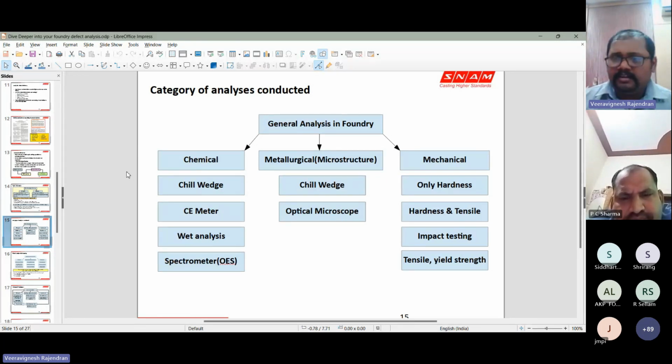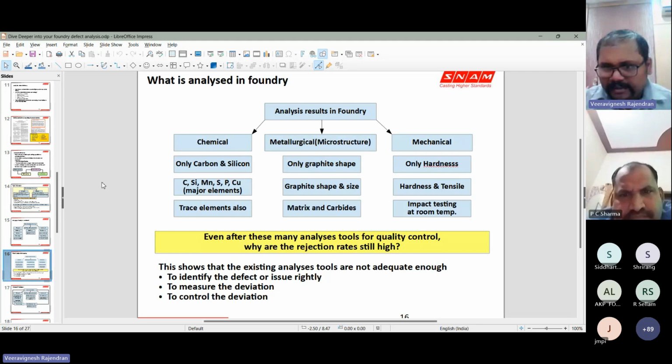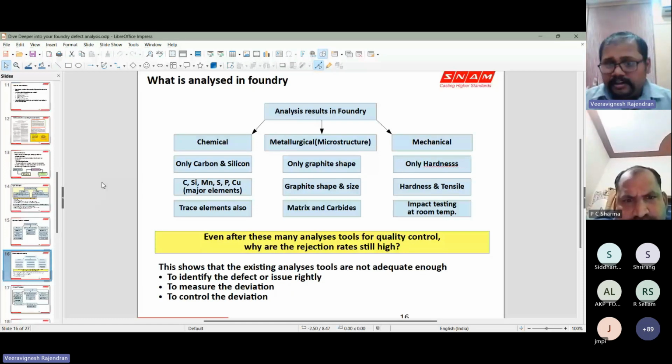Then mechanical testing: you do only hardness, or you do hardness and tensile, impact, tensile, yield. So all these properties you measure. These are the general things available in a foundry to do analysis. Sorry for the typo in hardness, it's just a double S only. What is generally analyzed in foundries with respect to liquid metal and castings? If we talk of chemistry, you measure the major elements, sometimes trace elements also, but most of the time not calibrated. For metallurgical microstructure, we look into the graphite shape, size, matrix, and carbides. For mechanical, you check hardness, tensile, yield, and impact at room temperature, and if customer requirements are there, impact at low temperature also. So these are the analyses already available in the foundry.